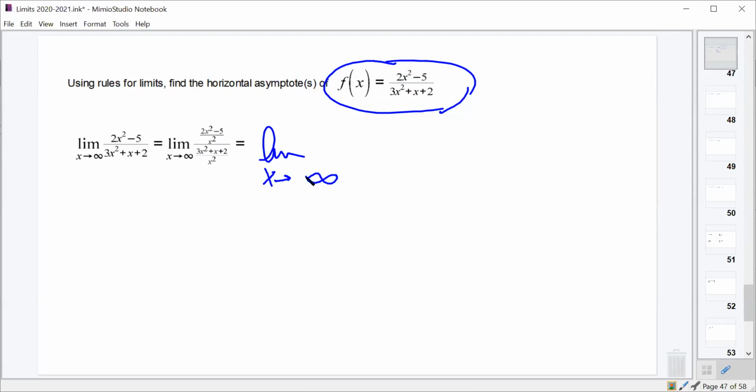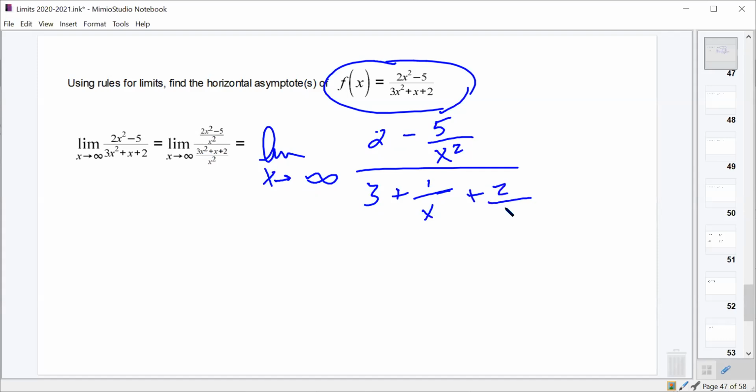X squared over x squared gives us what? What's 2x squared divided by x squared? 2. All right. And what is 5 divided by x squared? It's just 5 divided by x squared, right? And in the denominator, 3x squared divided by x squared is 3. The x divided by x squared is 1 over x. And the 2 divided by x squared is 2 over x squared. Everybody good with that?